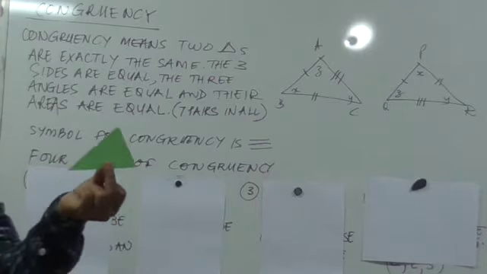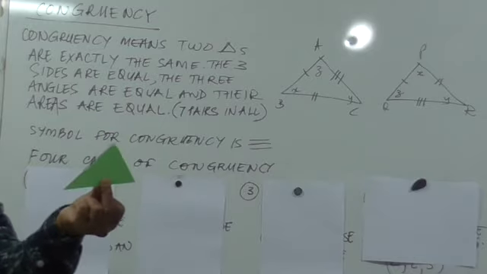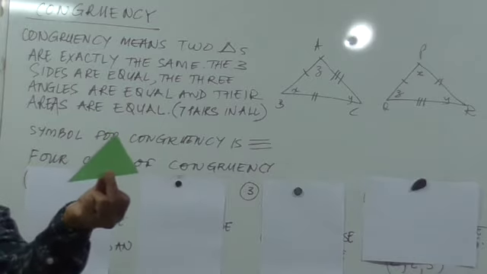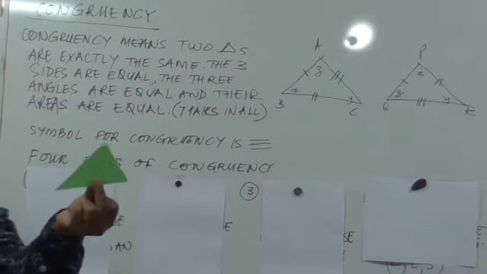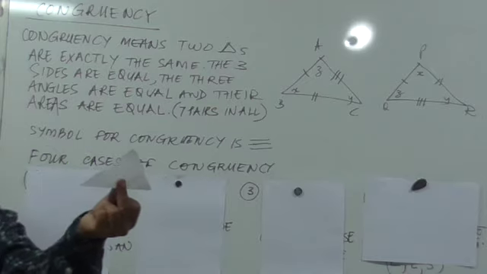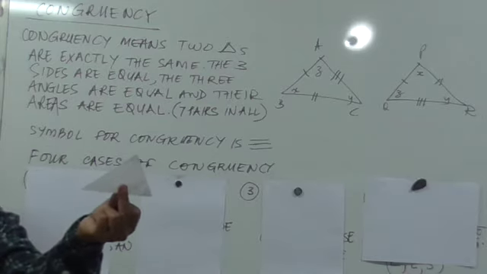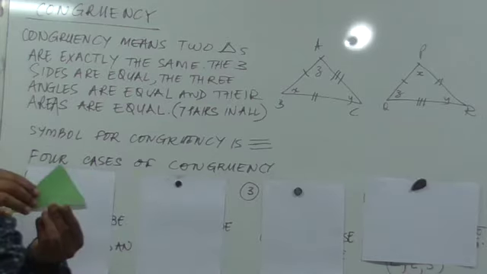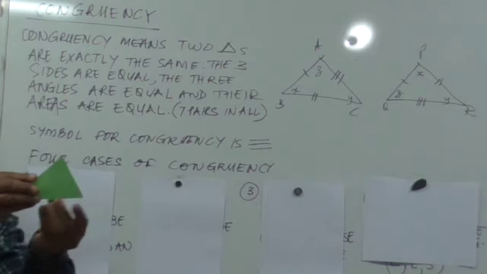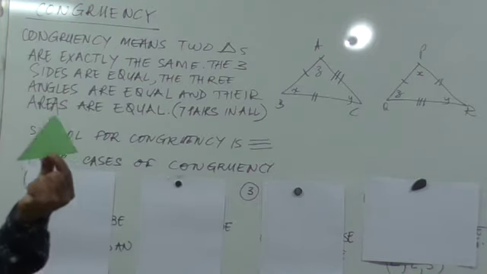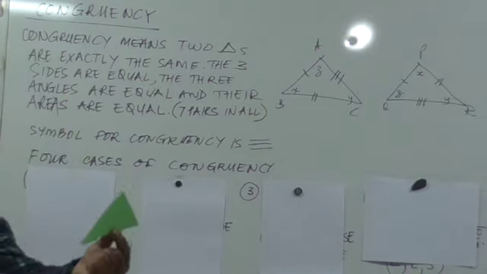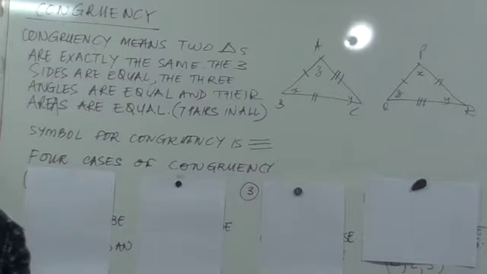So in other words, if two triangles are congruent, they will have 7 pairs of parts that are equal: 3 pairs of sides, 3 pairs of angles, and their areas. So congruency means that they are exactly the same. Color doesn't matter.